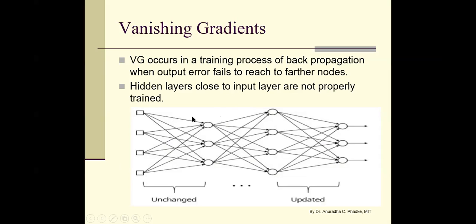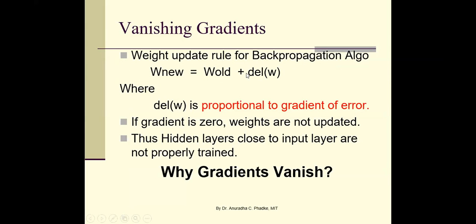And what will happen if the gradient becomes zero? Is weight updation possible if the gradient is zero? Because your change in weight is directly proportional to the gradient of error. If this gradient of error becomes zero, your del term, del W, will become zero. Agree? Here, del W is directly proportional to the gradient of error. Now, if at the hidden layers closer to the input layer your gradient becomes very small, and at a certain stage becomes zero, this gradient term will vanish.